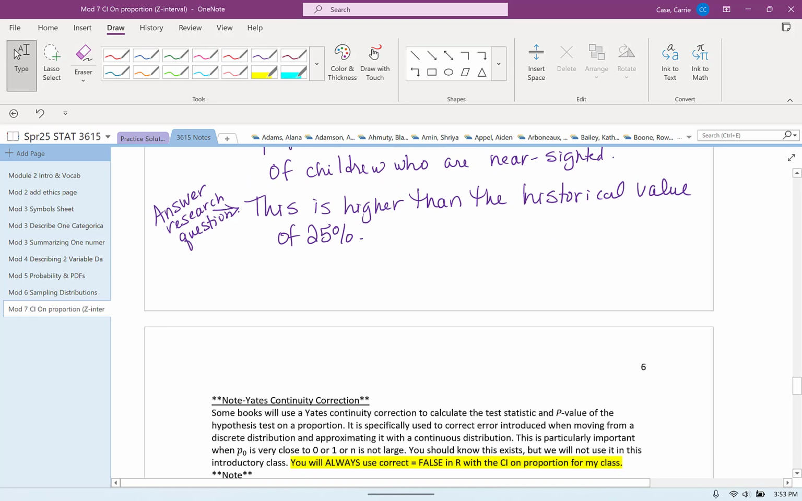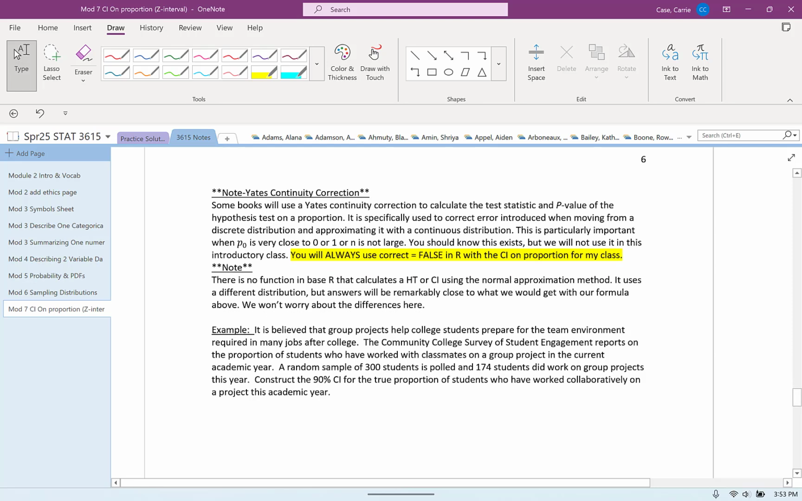All right, let's do the next example, but we're going to talk about Yates continuity correction first. So some books will use the Yates continuity correction to calculate the test statistic and the p-value of the hypothesis test on a proportion. This is also true when we do the confidence interval. It is specifically used to correct error introduced when moving from a discrete distribution to a continuous distribution like the normal. This is really important when p is close to 0 or 1, or n is not very large. You should know this exists, but we're not going to use it in this introductory class.